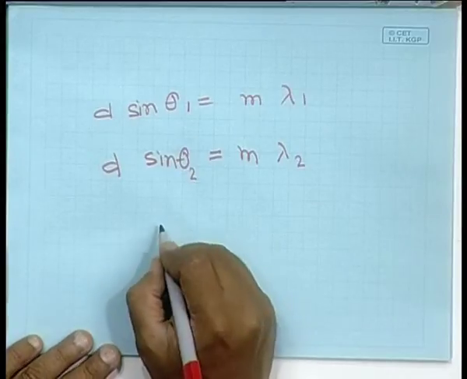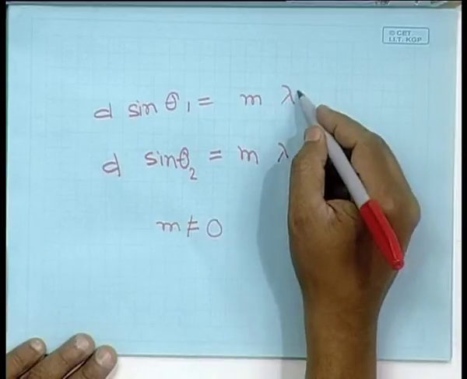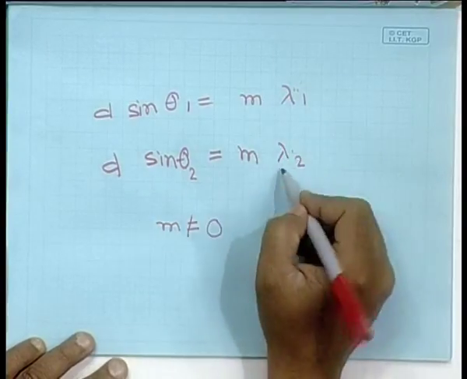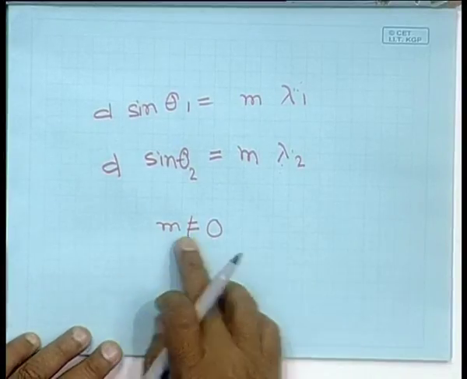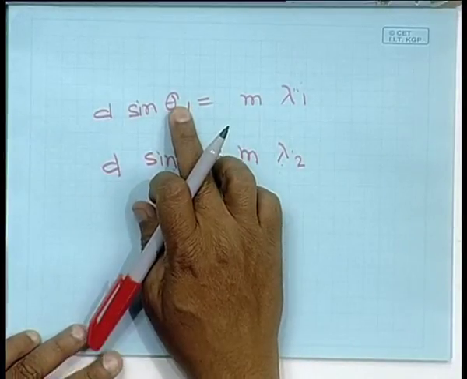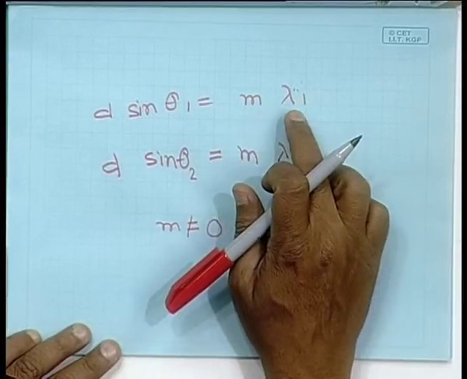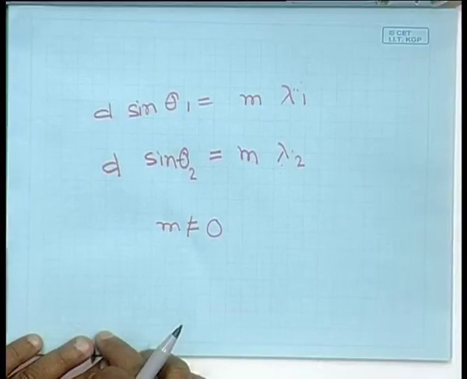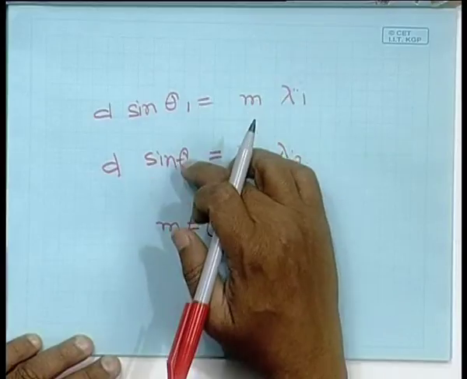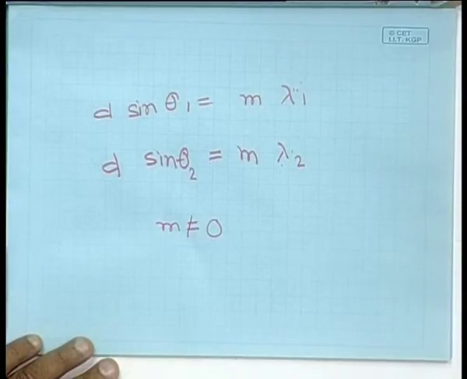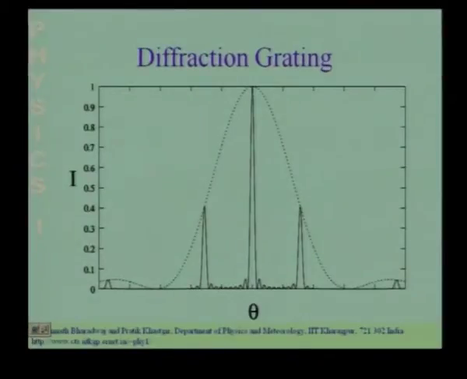So, if m is not equal to 0, if m equal to 0, then all the maxima, independent of wavelength, for all wavelengths the maxima occurs at theta equal to 0. But if m is not equal to 0, the angle theta at which you will get the mth order maximum depends on the wavelength. And if you have two different wavelengths, the maxima will occur at two different angles theta, and you can use this to determine the spectral composition of light.